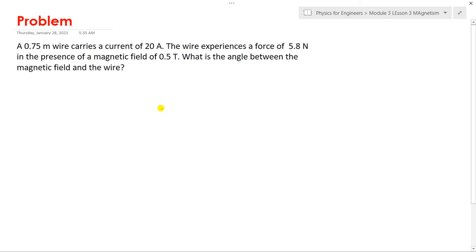Okay, so let's have some examples. Example 1: a 0.75 meter wire carries a current of 20 amperes. Our given length of wire, L, is 0.75 meters, and the line denotes that this is a conductor. It carries a current, I, equal to 20 amperes, which is very large. The wire experiences a force of 5.8 newtons in the presence of a magnetic field, meaning it is placed in an area with a magnetic field. The magnetic field, capital B, is 0.5 tesla, where T stands for tesla. What is the angle between the magnetic field and the wire? So that is what is required here.